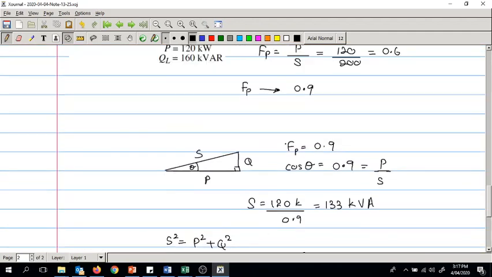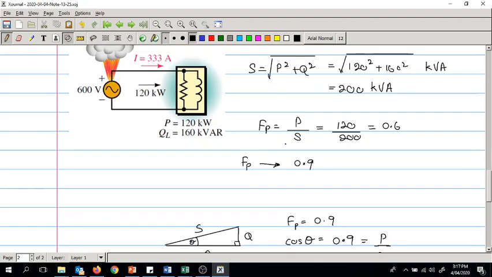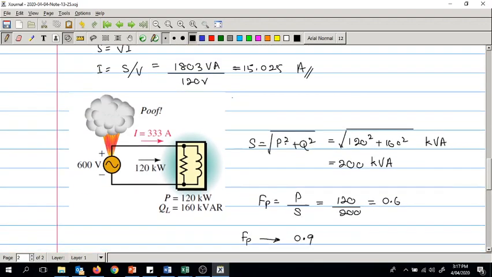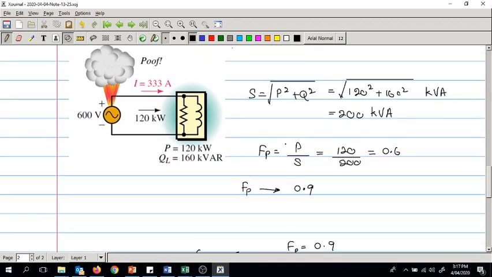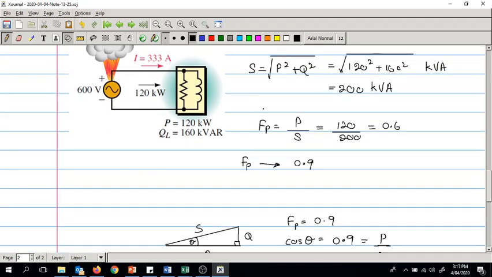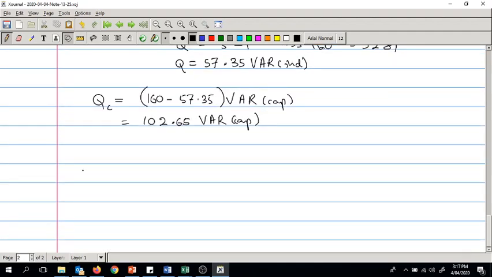If you add a capacitor that has a capacitive reactive power of approximately 103 VAR, you actually bring the circuit to have a 0.9 power factor, right? So if you want to calculate the capacitance for that, what is C? Q is equal to V squared over XC.